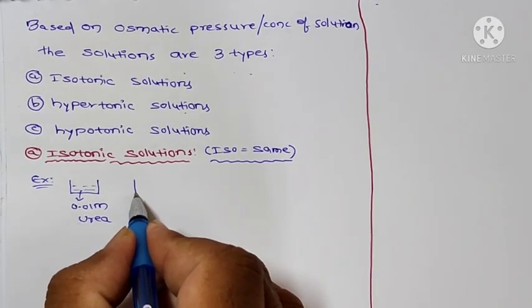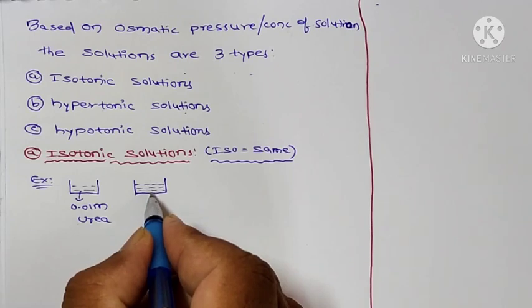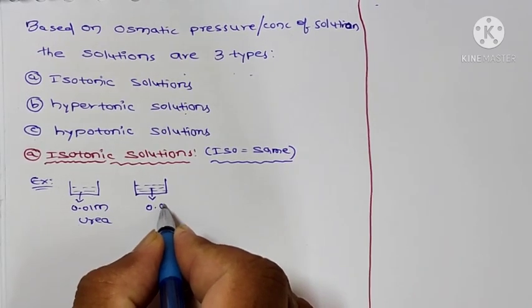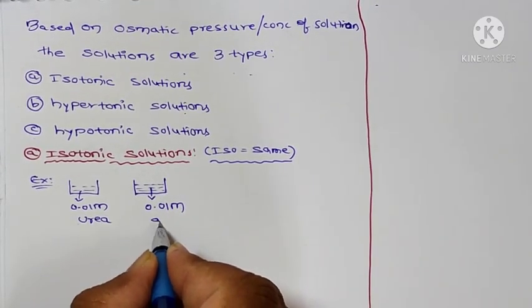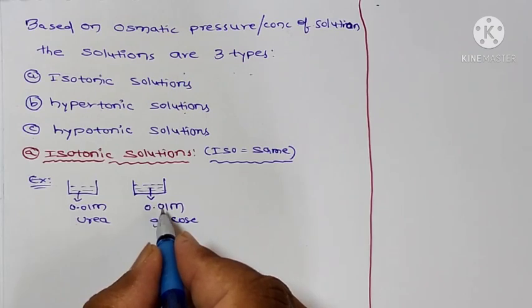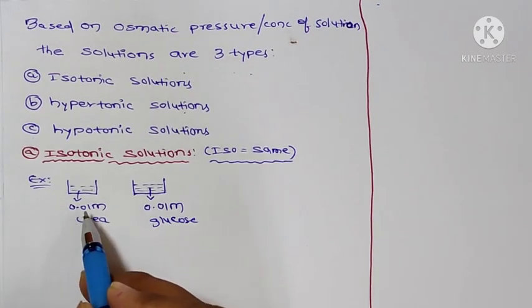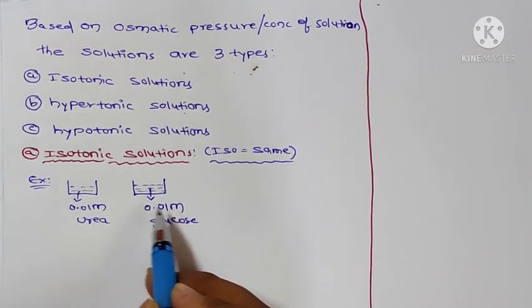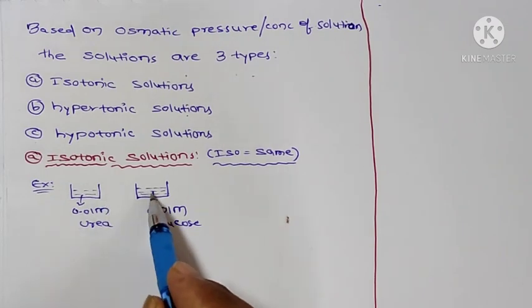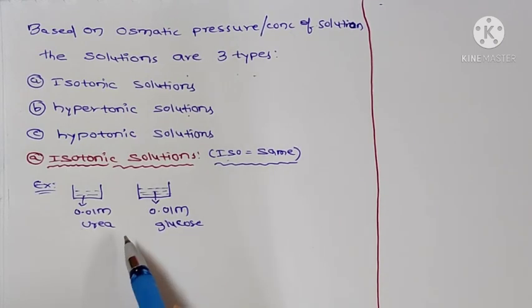And in another beaker I am taking 0.01 m glucose. The glucose concentration is 0.01 molarity. So these two solutions having same concentration, 0.01 m, 0.01 m. So these two solutions are called isotonic solutions because these two are having same concentration. Iso means same. Let me take one example for explanation.